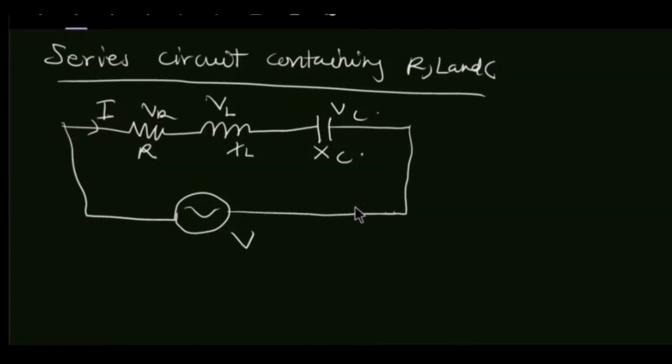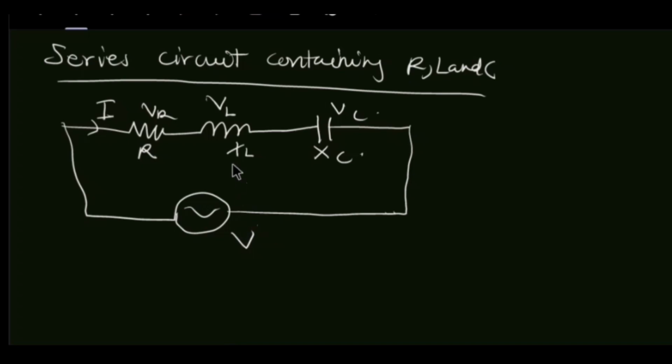In this video, we are going to learn series circuits containing R, L, and C: a resistor, a capacitor, and an inductor, all in series within the circuit. If you have a circuit like this, how do we find the impedance of the entire circuit, as well as the phase difference between the current and the voltage, since we are dealing with an AC voltage?